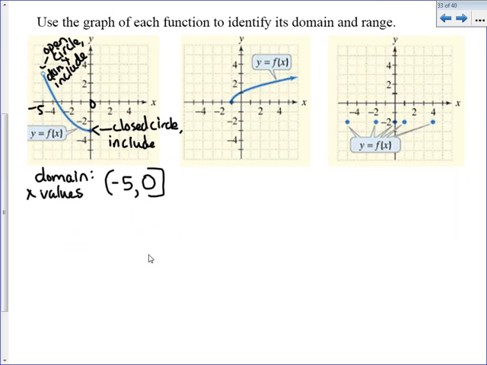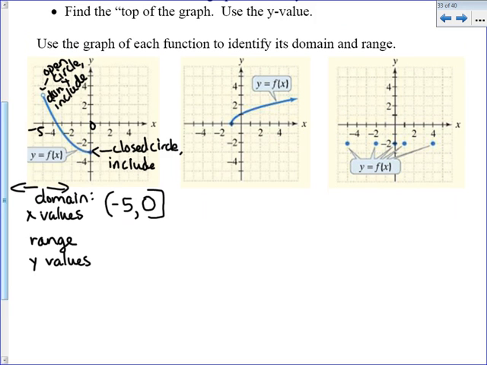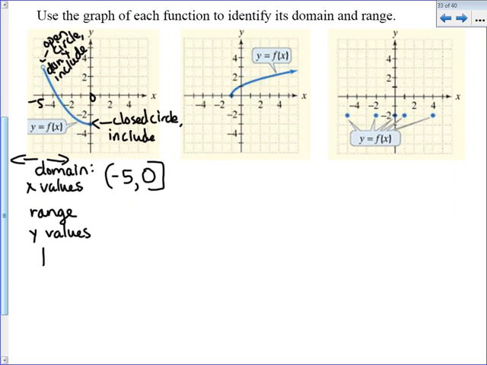Now we want to look at the range, which is our y values. So when you're looking for your y values, we're always starting with the smallest y values, so you always look down first. So for domain, you look left and right. For range, you look down and then up.